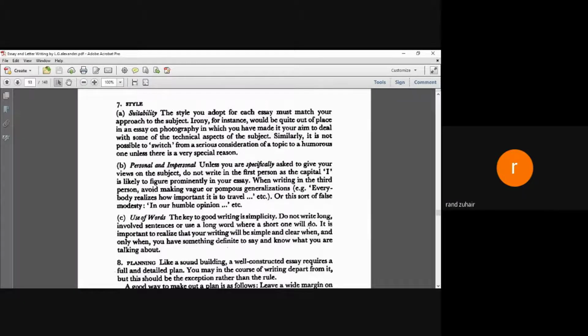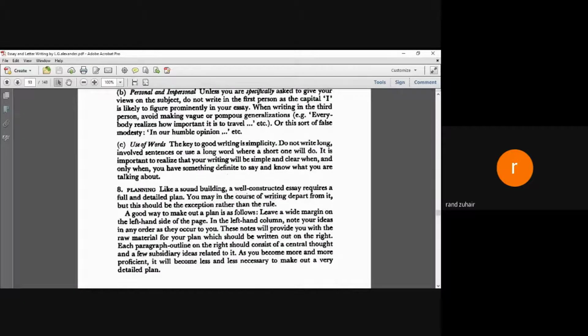Okay. Number 8, planning. Like a soundboarding, a well-constructed essay requires a full and detailed plan. كل essay تحتاج إلى plan، مثل ما أخذنا chapter 5 and chapter 6 بالliterary essay والshort story عندنا plan، وبعد البلان راح نبدأ نكتب الessay، وبعدين عندنا كان exercises. هون أيضا عندنا البلانينج. البلان ليش تكون well constructed essay requires a full and detailed plan. Okay. فالبلان is very important.